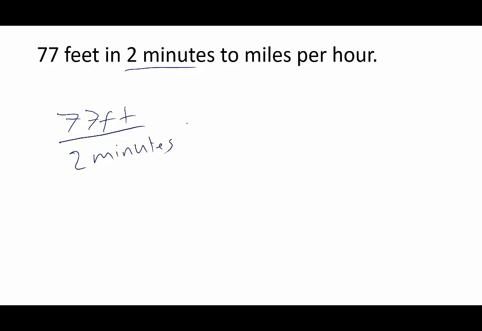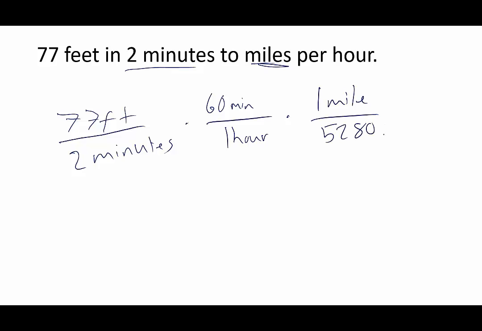and follow the same steps, and we're going to miles, so we'll use 5,280. We need to convert minutes to hours. So there's 60 minutes in 1 hour. And then we need to go 1 mile is 5,280 feet. All right, let's see our units that cancel out: feet, minutes. So that leaves us miles and hours.